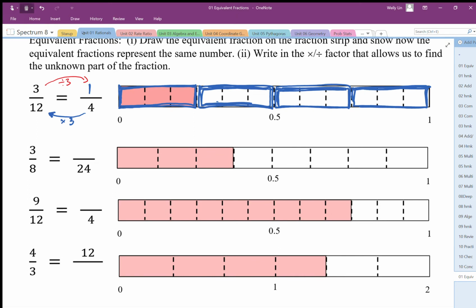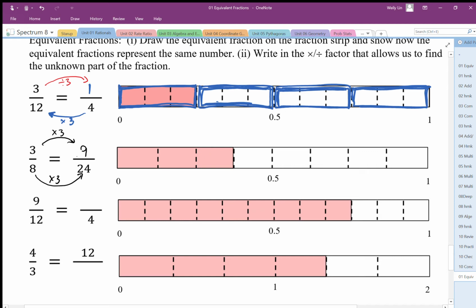What about this next one? Well, I can see that from here to here, I have a times factor. If I want to find a times factor, I can always divide. If I divide, I always find a multiplying factor. So 24 divided by 8 gives me a times 3 factor. I'm going to go in the same direction, so I'm going to times 3 as well, and I get 9/24.